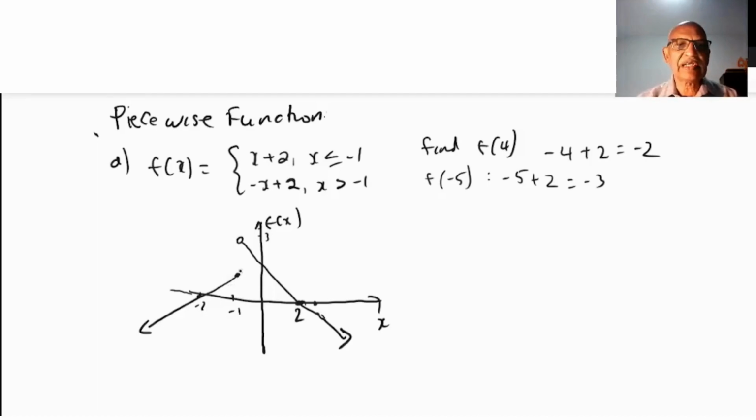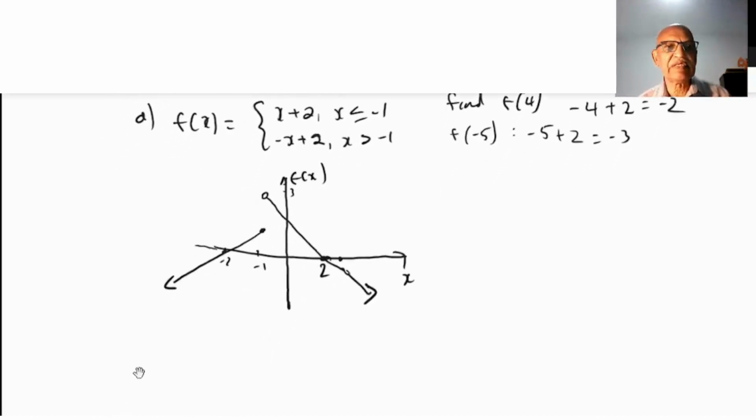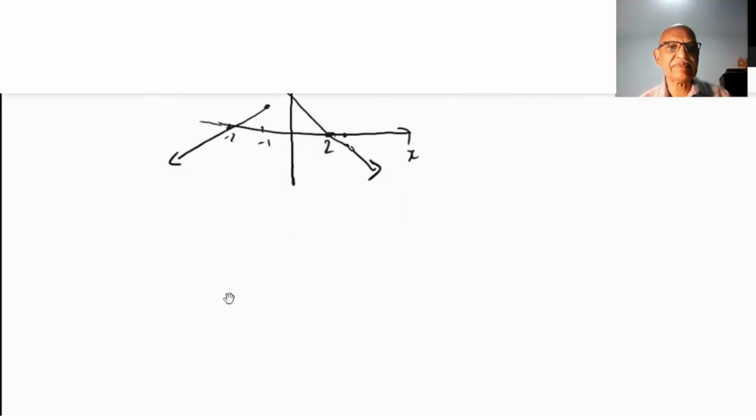As we see here, at x equals minus 1, there is a jump. As there is a jump here, we have two completely different graphs. This is the first piecewise function. So let's take another one.